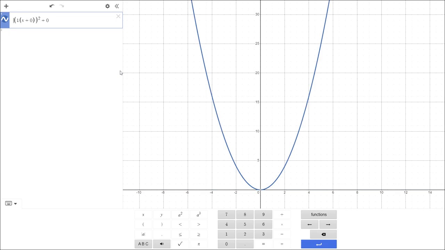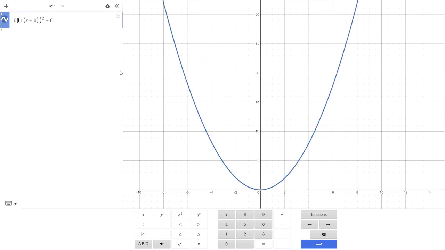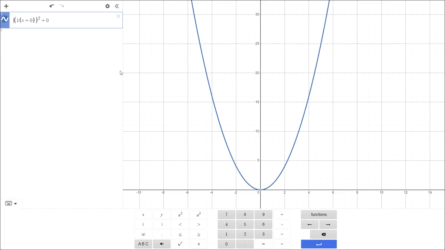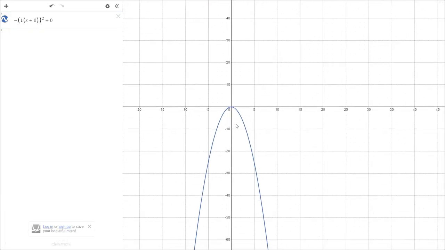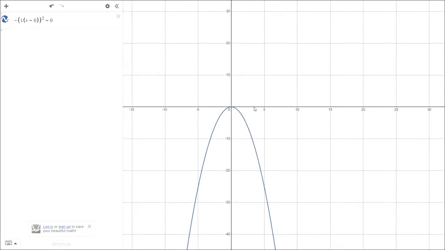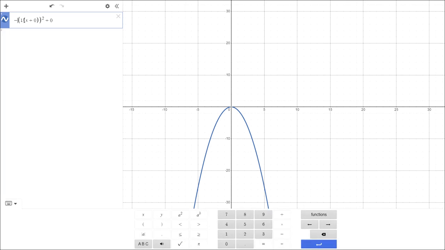Okay, and that's what it looked like before. That's what it looks like now. So a little bit squished. And then again, if you put a negative 1 here, see how it's now reflected along the x-axis there. Okay, so that's what that one looks like.